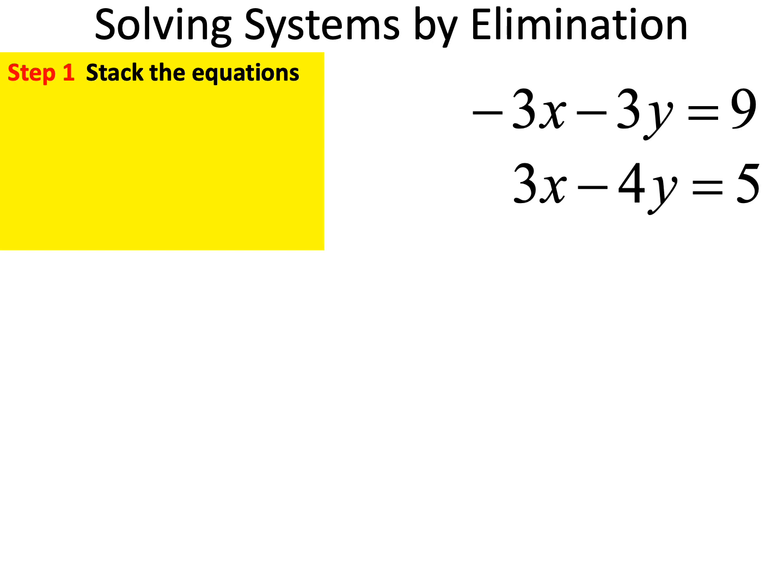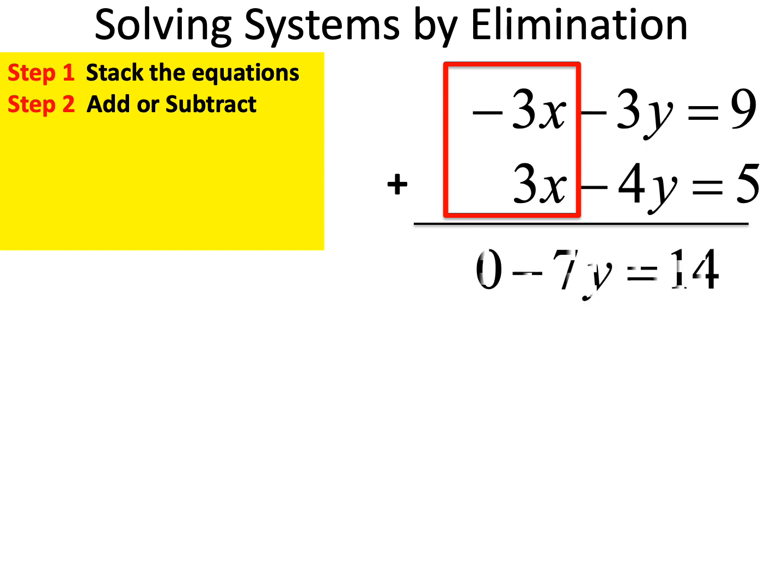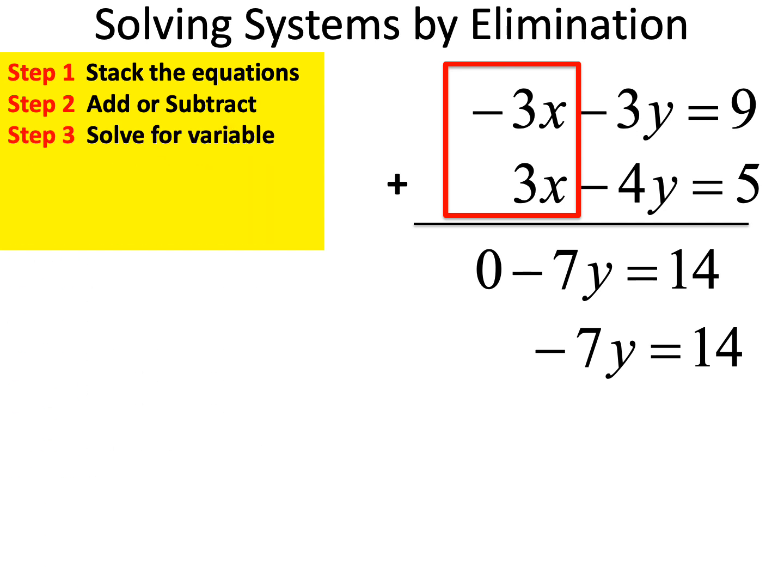Stack the 2 equations. Notice if we add, well, that's going to give me negative 6y. That doesn't eliminate the y's. But 3x minus 3x does eliminate. So when we add, the x's will be eliminated. Okay? So negative 3x plus 3x, or 3x minus 3x, however you want to think of the addition, it eliminates it. We get 0 for the x values. The rest, we simply solve for y. Therefore, y equals negative 2.